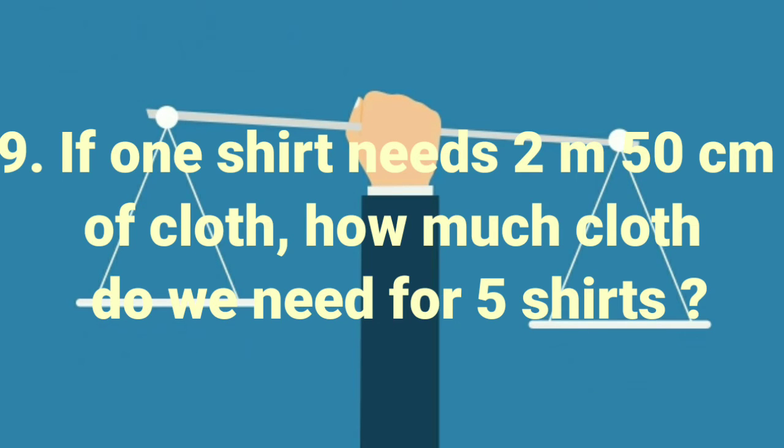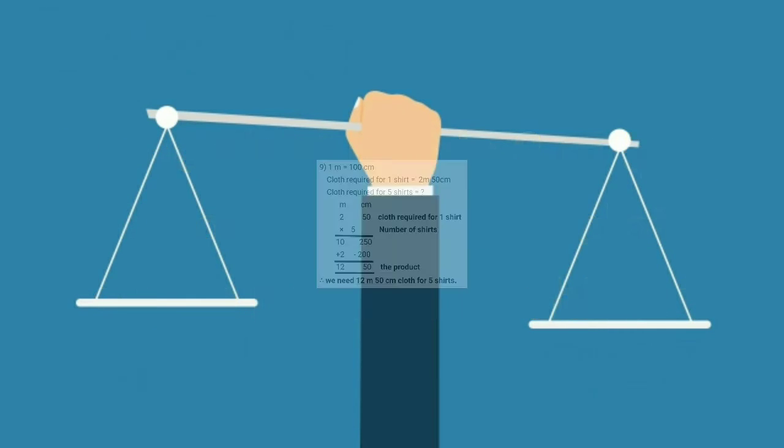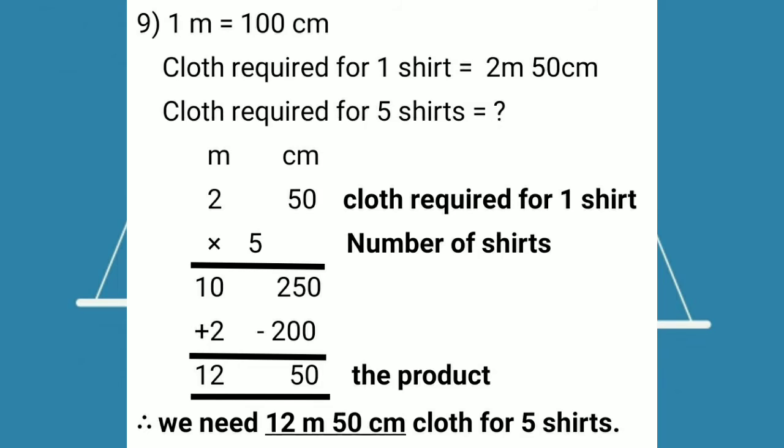Question 9. If one shirt needs 2 meter 50 centimeter of cloth, how much cloth do we need for 5 shirts? Now they have provided us with the length of cloth required for one shirt and have asked us to find out the cloth required for 5 shirts, which means we'll have to do multiplication between 2 meter 50 centimeter and the number of shirts, that is 5, which will give us the product 10 meter 250 centimeter.